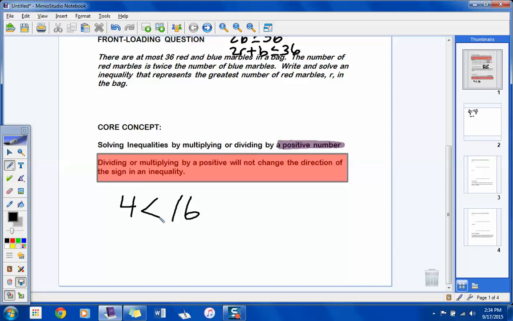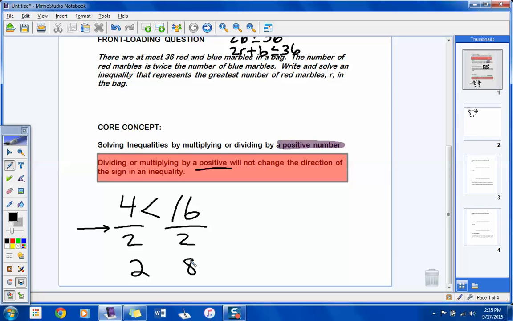Okay? So right here, I'm going to make an arrow. Right here, I'm going to prove it to you. I'm going to do a division property of equality on both sides. On both sides, I'm going to divide by what type of a number? Positive. Let's divide each number by positive 2. What is 4 divided by 2 on the left? 2. What is 16 divided by 2 on the right? 8. Okay, I applied the division property of equality to both sides of the inequality. Property of equality to an inequality.